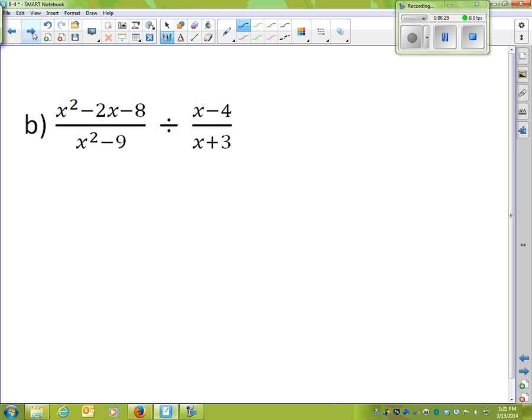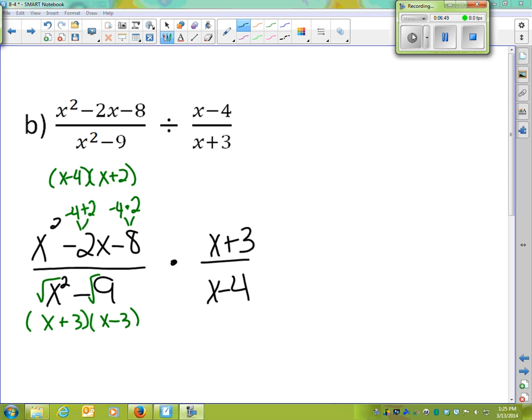Give letter B a try. Go through, do the reciprocal of the second fraction, factor everything you can, state your restrictions, and then simplify. Press pause while you do your work, and then resume play to check the answer.